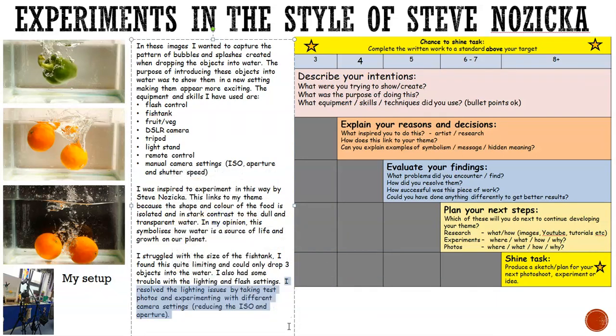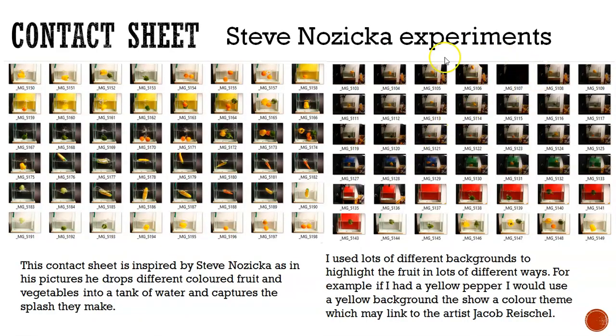So I resolved the lighting issues by taking test photos and experimenting with different camera settings, and then I'll give an example of reducing the ISO and the aperture. And if we look at the contact sheet, you can see that is what happened. She had trouble with the lighting, and then she took alternative test photos and she resolved that.